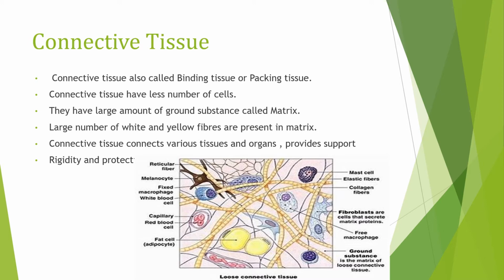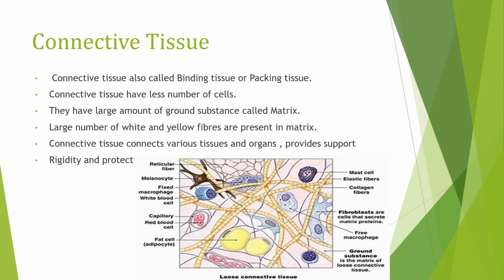Connective tissue is a group of tissues in the body that maintain the form of the body and its organs and provide internal support. This tissue is the most abundant tissue in our body. Connective tissue has a smaller number of cells, but there is a large space between the two cells, that is, intercellular spaces are large. They have a large amount of ground substance which is called the matrix.